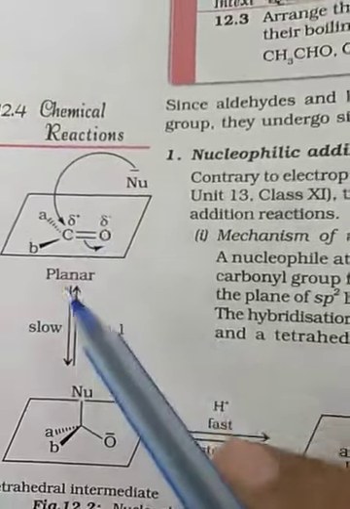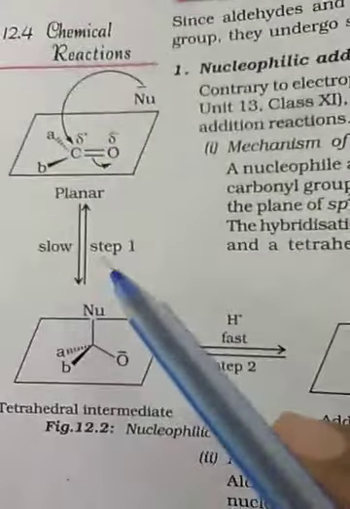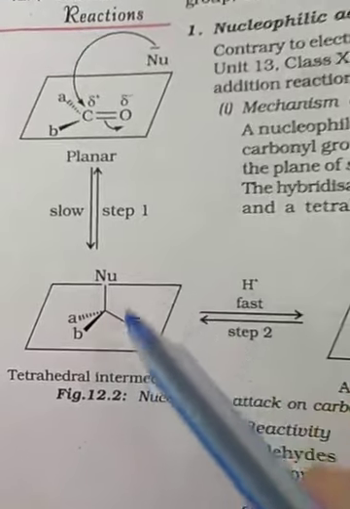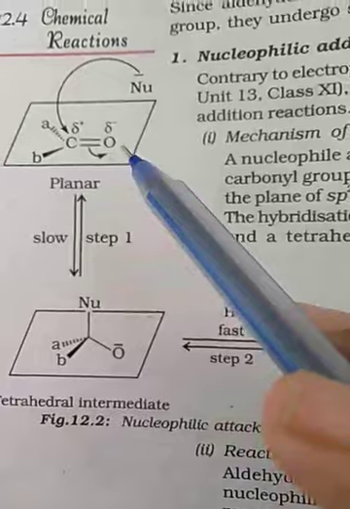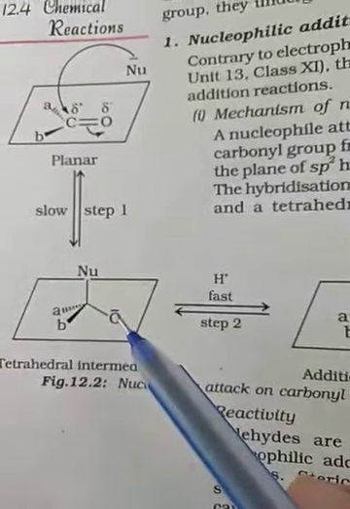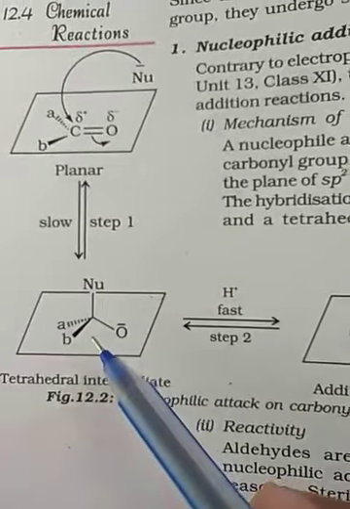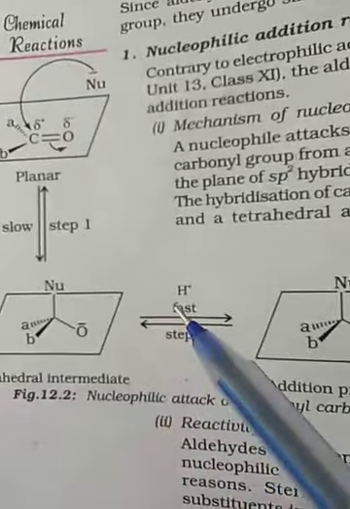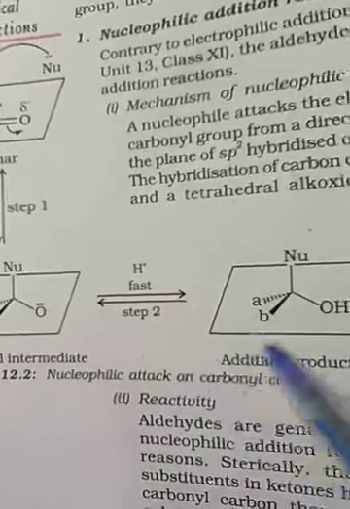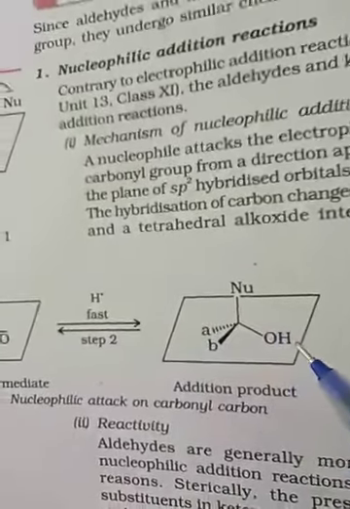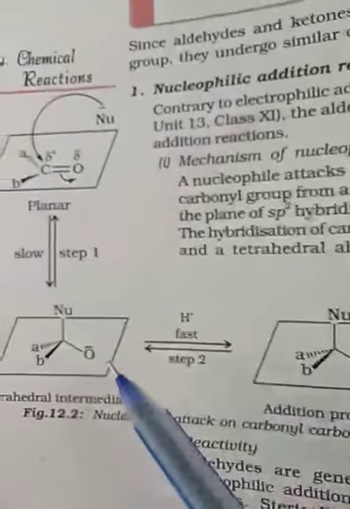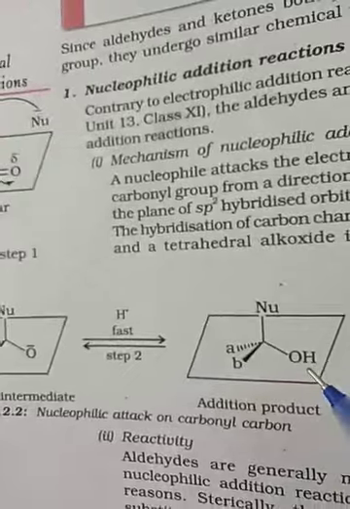In the slow step, which is a very slow step, the nucleophile attaches, oxygen becomes negative, the double bond breaks and the nucleophile enters like that. Then step 2 is fast: hydrogen adds, the nucleophile stays on the carbon, and the oxygen becomes OH, since O is already there and H is adding.